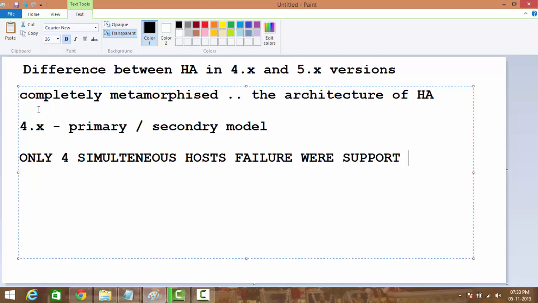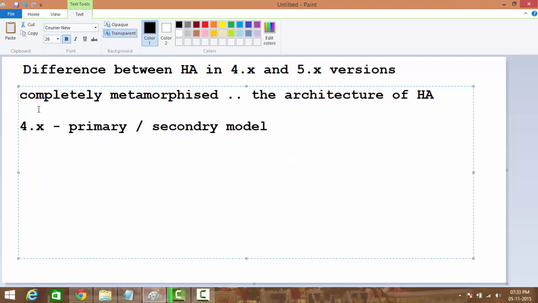That is, if at a given point of time among all those 32 ESXi hosts, the 5th ESXi host fails, its VMs will die with it, right? There would be no HA triggering for that 5th host because only 4 simultaneous host failures were supported, and the reason was that there were 5 primary servers and VMware has to ensure that at least one is up at any given point of time.